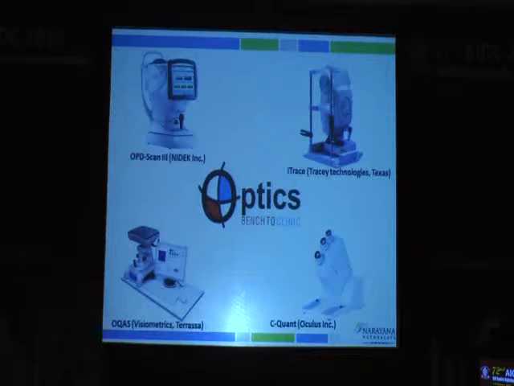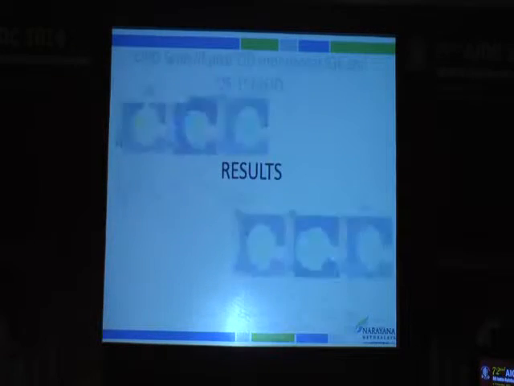So we compared the patient's optical quality on 4 machines. One was the OPD3 scan by Nidec, the iTrace machine by Tracy Technologies, the C-Quant, which is a stray light meter by Oculus, and the optical quality analysis system by Visiometrics.